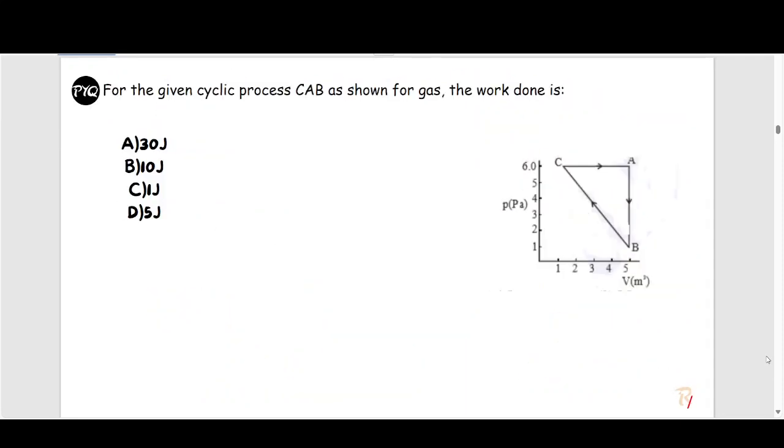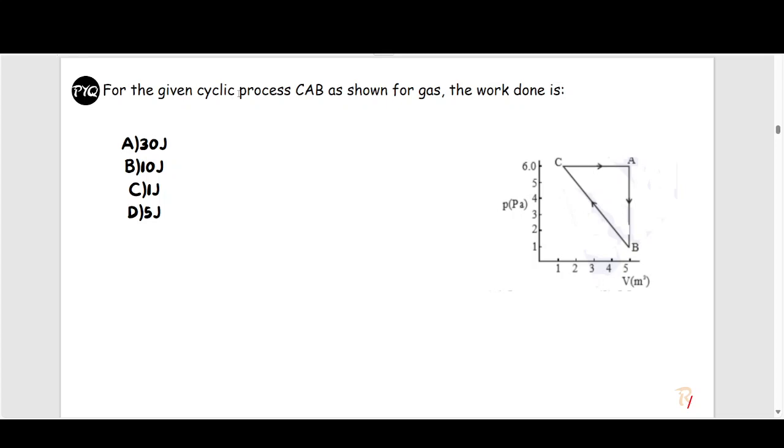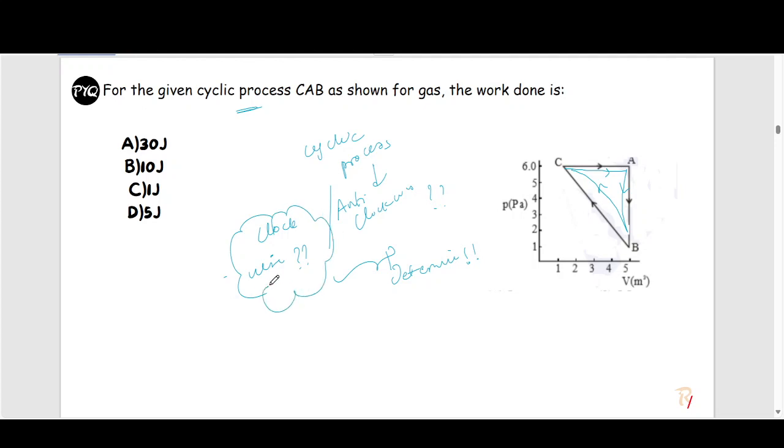Let us do a problem from the above. Let us solve together. For a given cyclic process CAB as shown, it's a cyclic process. Anti-clockwise or clockwise? First, determine. It's in the clockwise direction.